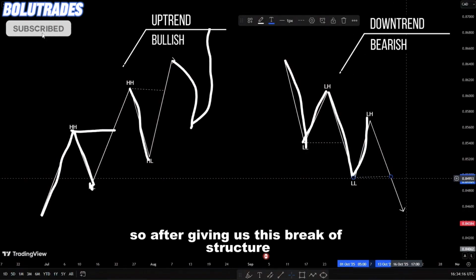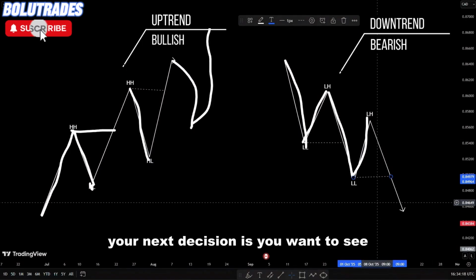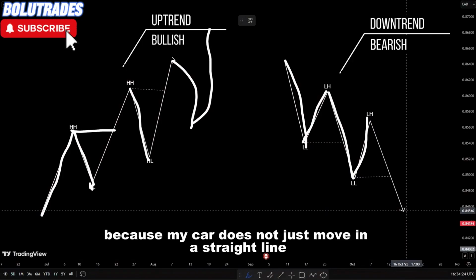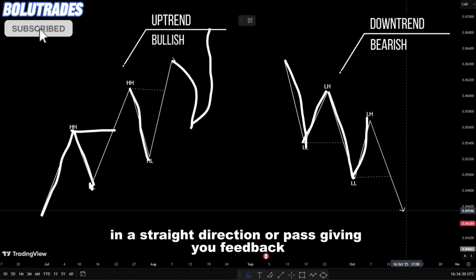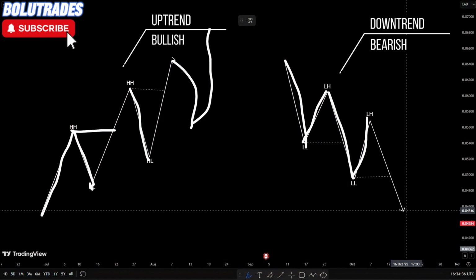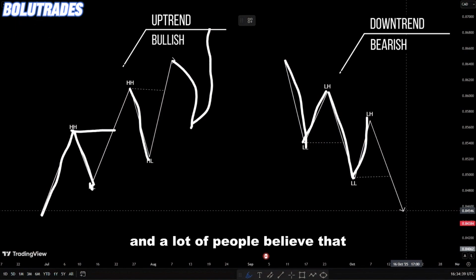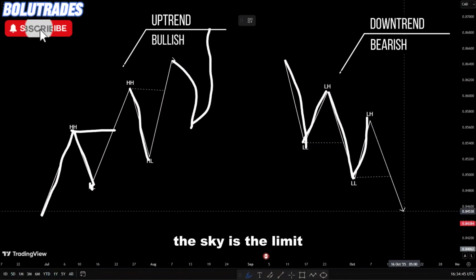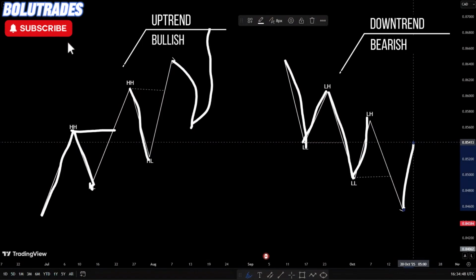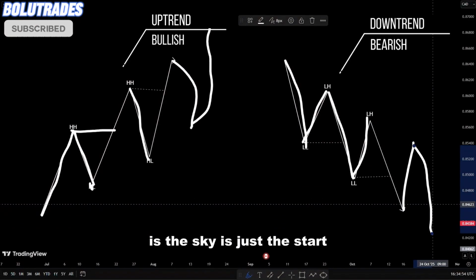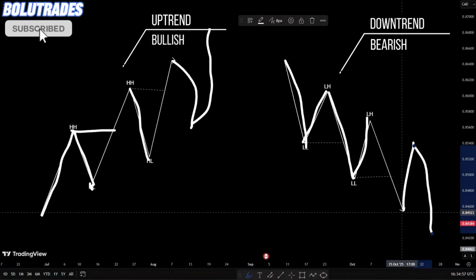So after giving us this break of structure, your next decision is you want to see another pullback. There will always be a pullback because the market does not just move in a straight direction without giving you a pullback. If it did not give you a pullback, then a lot of people would be making money, a lot of people would even be profitable in the financial market. But price will always give you a pullback. Then after this pullback again, you expect another break of structure to the downside, which gives you a clear confirmation that price is still in the downtrend.